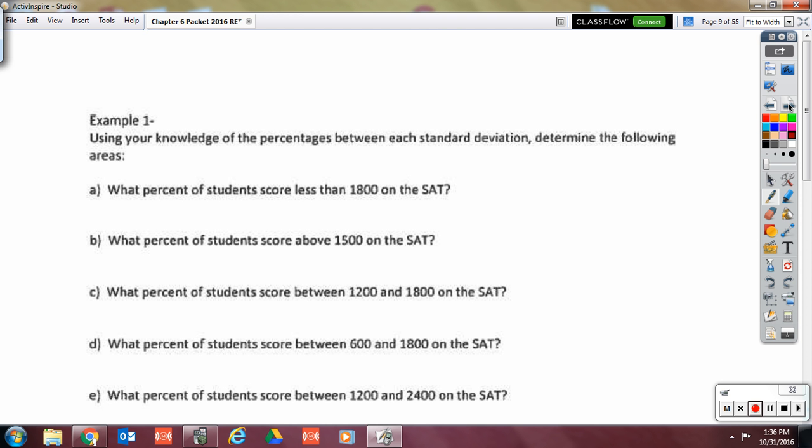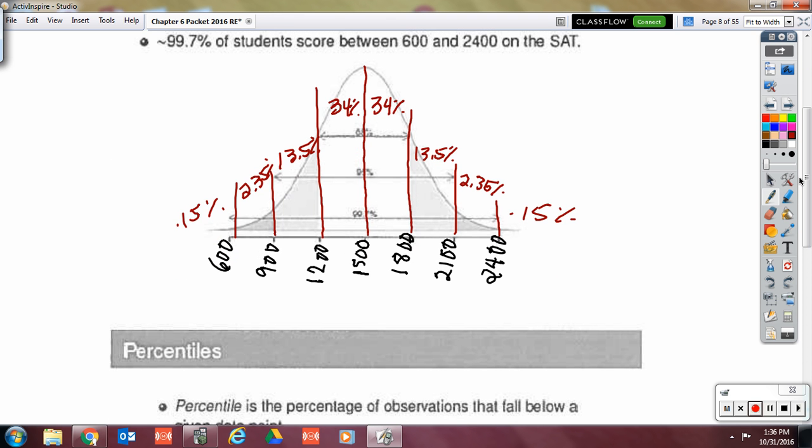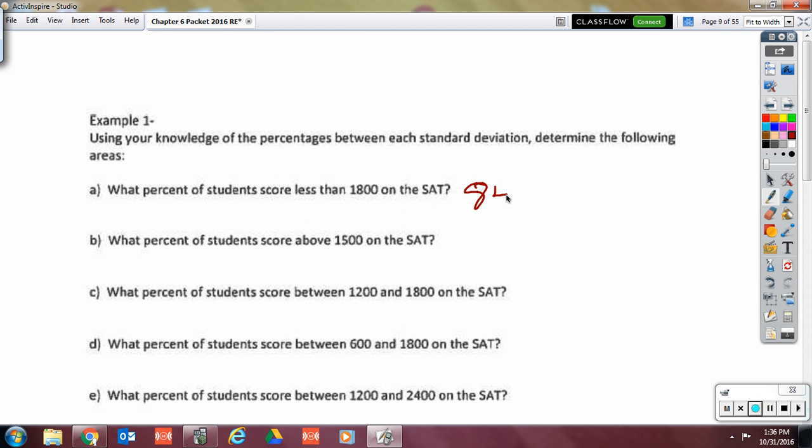We did the first one. What percentile of students score less than 1,800 on the SAT? What percent was below an 1,800? Remember, 1,500 and down was 50%, and then from 50% to here was 34%. So what percent is below an 1,800? 84%. So 84% is below an 1,800.